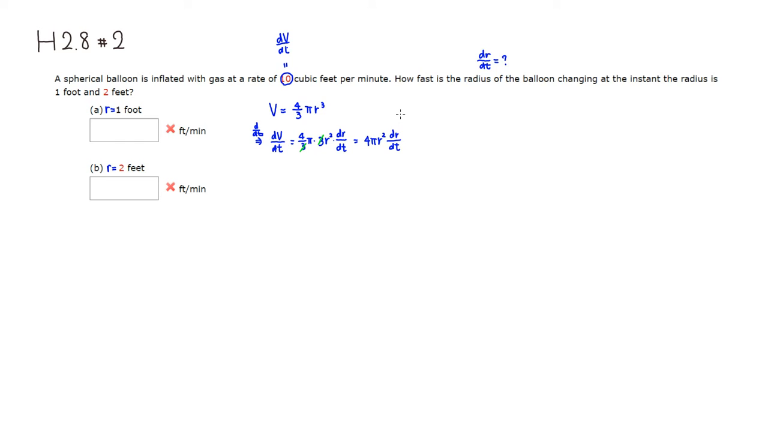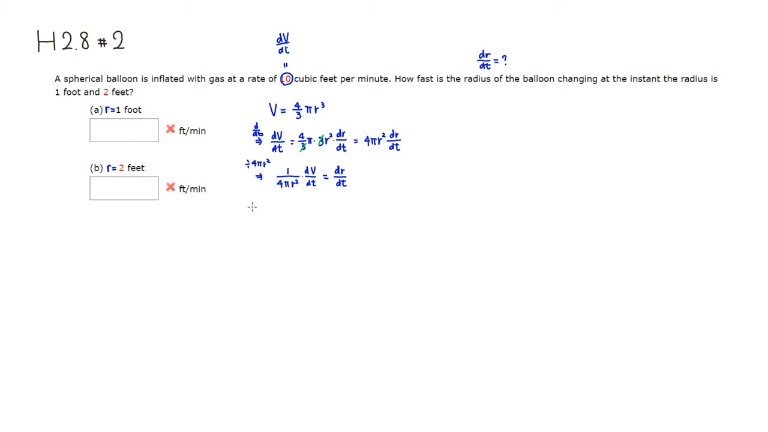All right. Since we are looking for dr over dt, I'm going to go ahead and divide through by 4 pi r squared. So you have a 1 over 4 pi r squared times dV over dt. Right? So this is going to be a value of dr over dt.